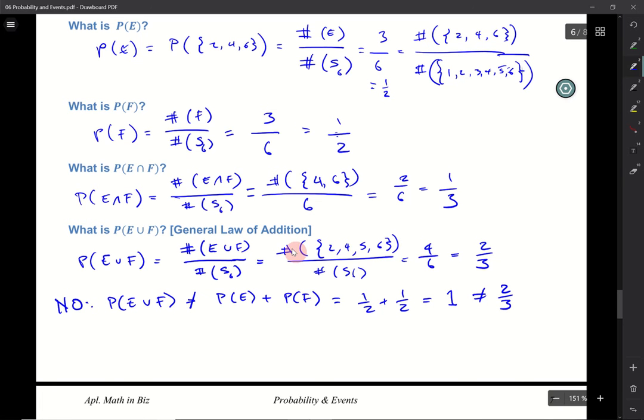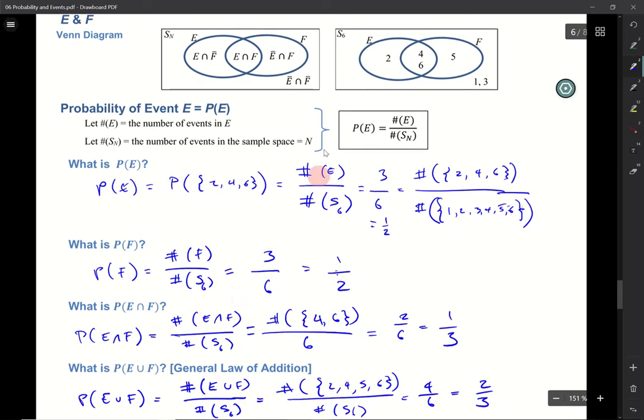And so if we take the probability of E, that's sort of this whole thing, which is a half. And the probability of F, this whole thing, is also 1/2. And so that's why if we take a half plus a half, we get 1, which is not the probability of their union.